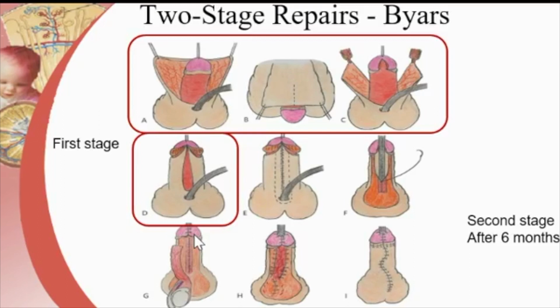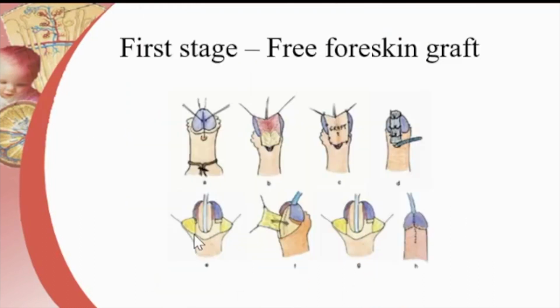It gives a very good cosmetic appearance, quite a long penis, because with some of the single-stage repairs you end up leaving a little bit of chordee, whereas here complete chordee is corrected. So that is the advantage of a two-stage repair.